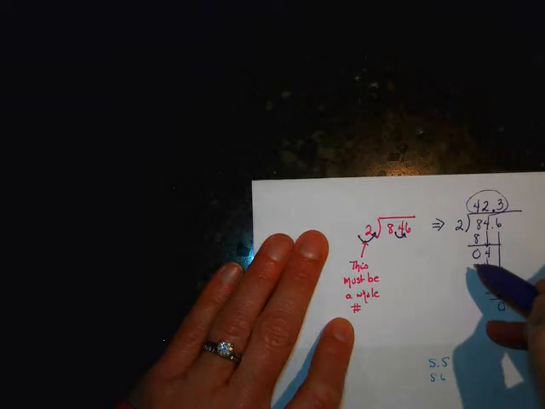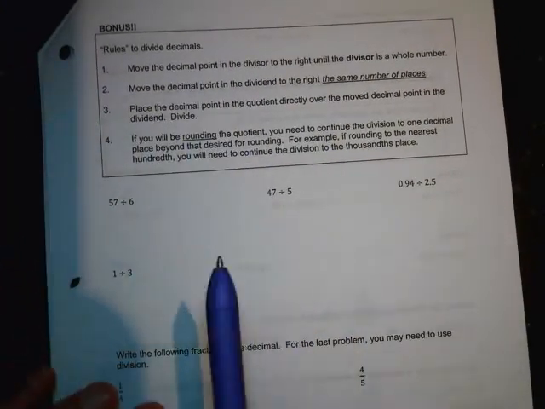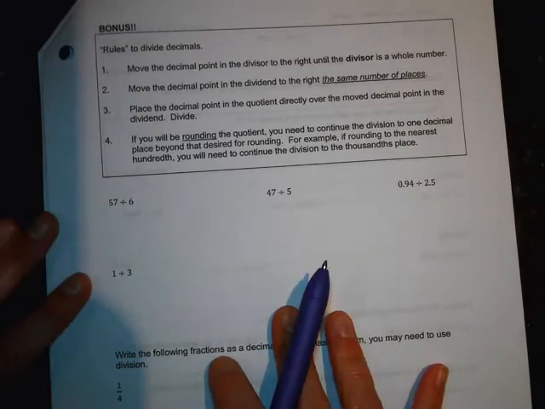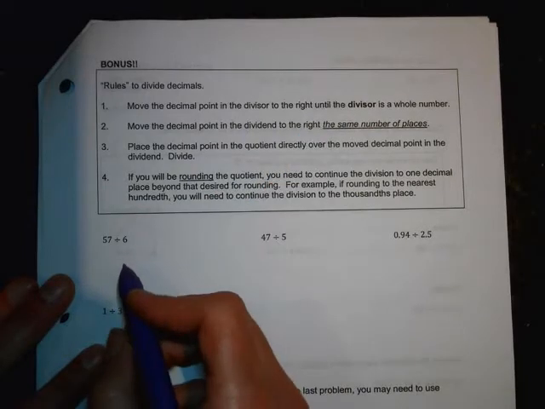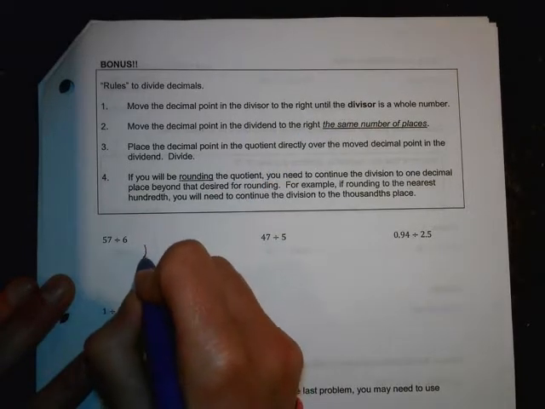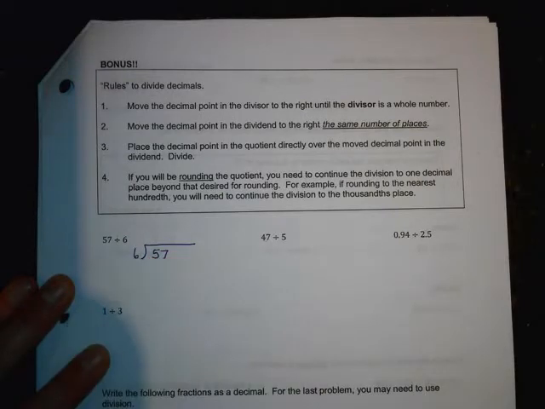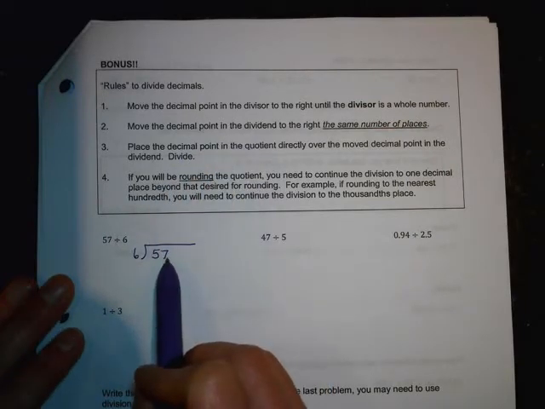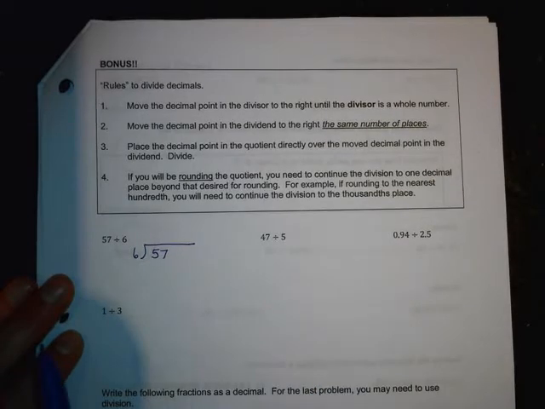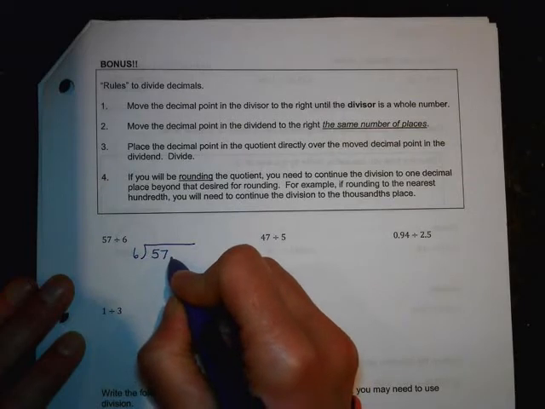So let's look at the next page. Let's play a little bit. So the rules to divide, and remember this is just some bonus. Move the decimal point in the divisor to the right until the divisor is a whole number. Okay, well, this one we don't have to worry about it. It already is a whole number. All right, so we don't have to move the decimal point in the dividend to the same number of places. We'll have to worry about that for this one. So place the decimal point in the quotient directly over the decimal point in the dividend. So let's move up our decimal.